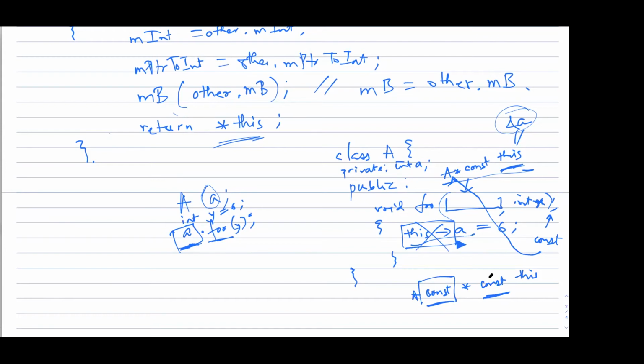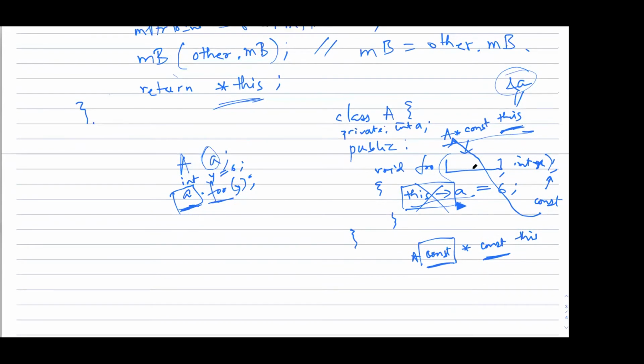Wait, so that goes in the parentheses as well after integer? Invisibly. This is invisible. I'm just explaining to you what happens under the hood. But don't you have to put the const after explicitly if you want it to not be able to change the member function? Yeah, that is the one that you are writing, but this is the effect. This is not what you're writing.